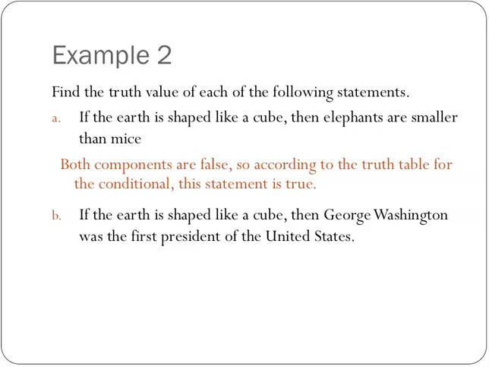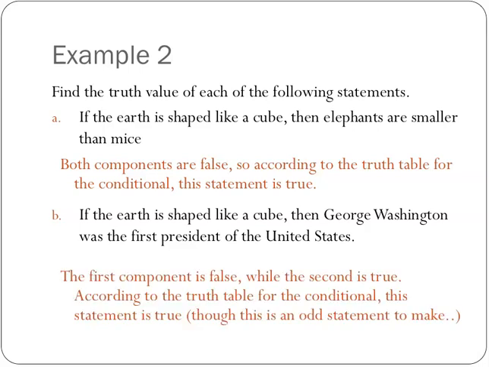All right, the second one. If the earth is shaped like a cube, then George Washington was the first president of the United States. Okay, so the first statement, earth is shaped like a cube, we already said before it was false. The second statement, George Washington was the first president of the United States, that is true. Okay, so P is false, Q is true. So according to the truth table for the conditional, this statement is true.